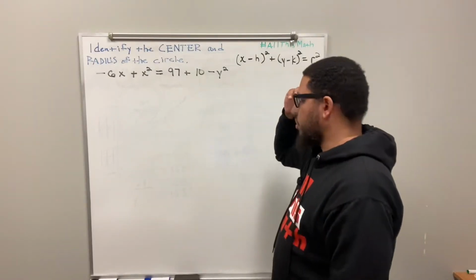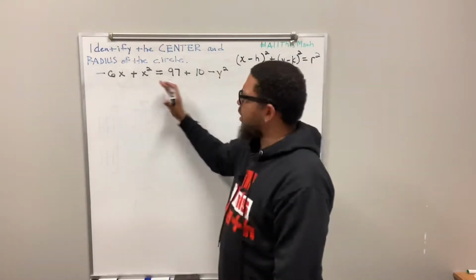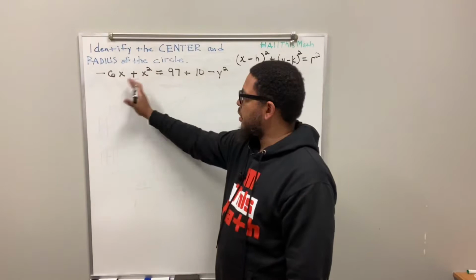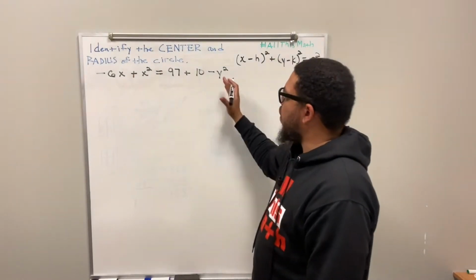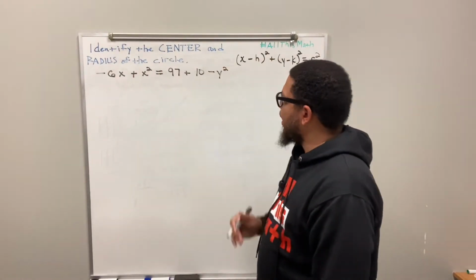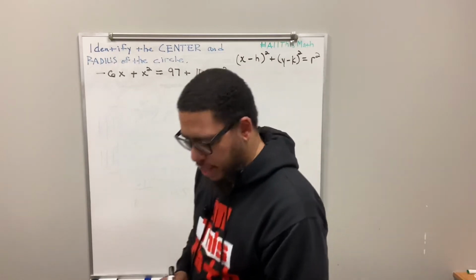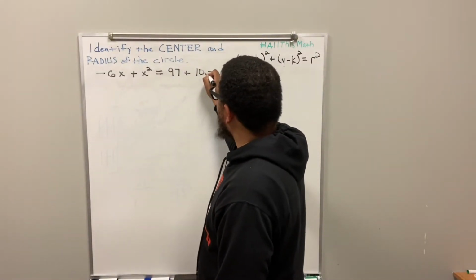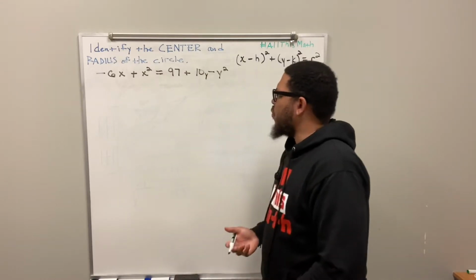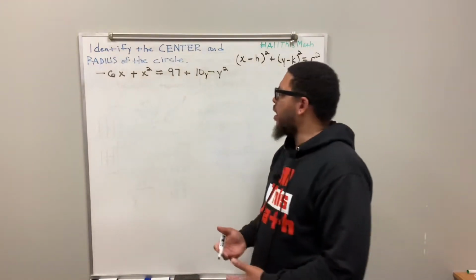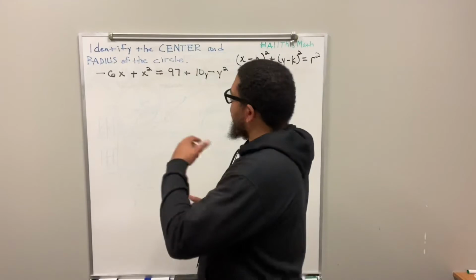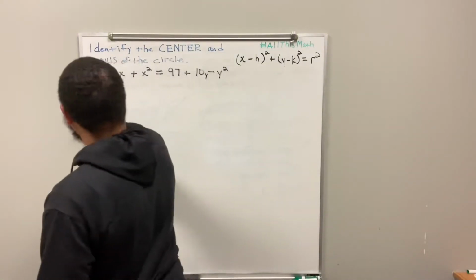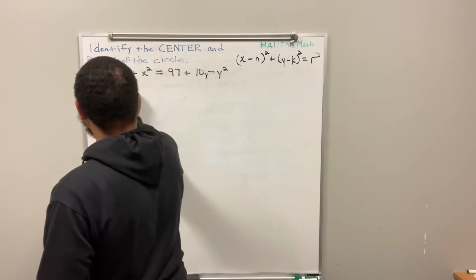The first thing I want to do is put all my x terms on the left side of the equal sign, and also all my y terms on the left side. And I think I wrote something wrong. This is not supposed to be 10, this is supposed to be 10y. I was wondering why I didn't have a y term to the first power. So I'm going to change the order of this x squared and this negative 6x, and rewrite it as x squared minus 6x.